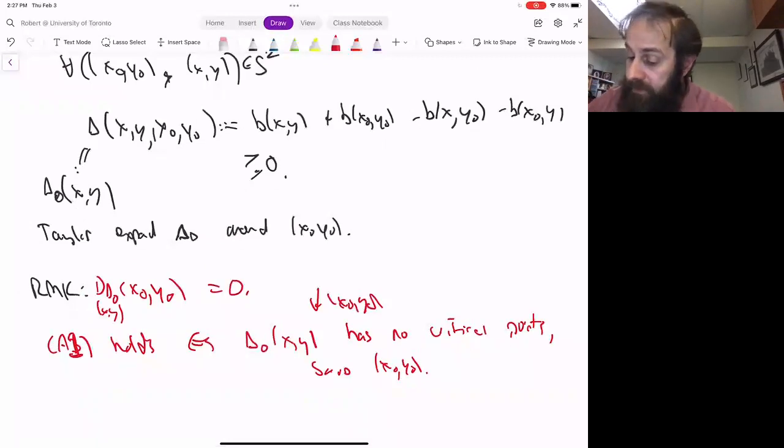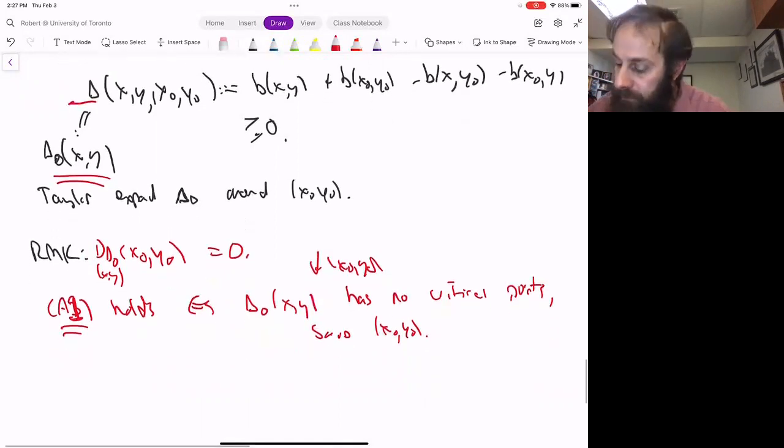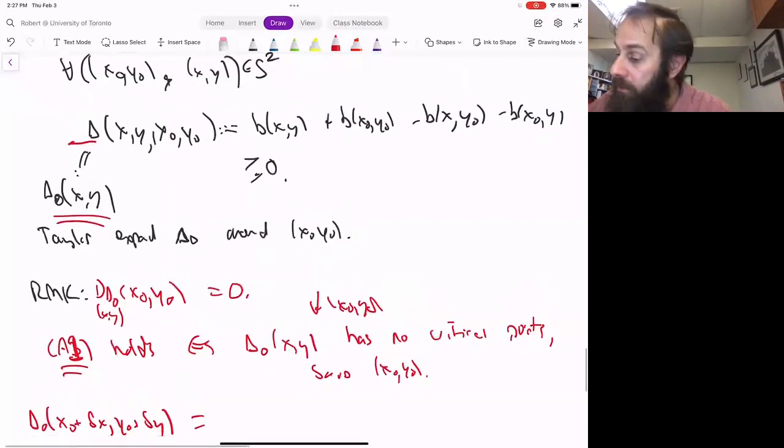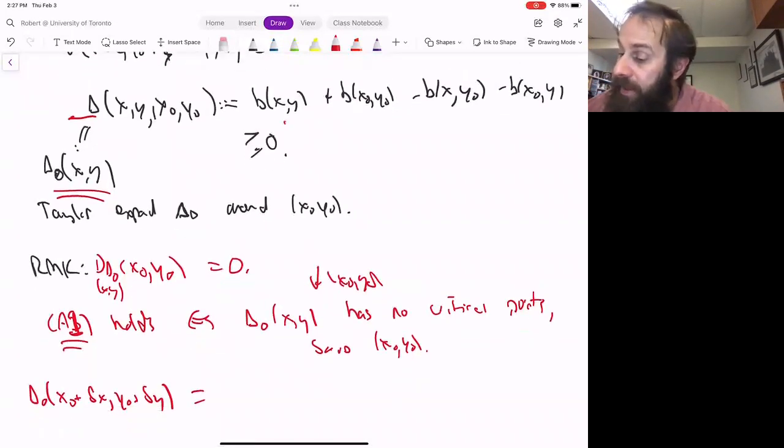Okay, so that's a nice remark. That explains condition A1 a little bit. But now let me Taylor expand delta naught around x naught, y naught. So delta naught of x naught plus delta x, y naught plus delta y. Well, of course, if I plug x naught, y naught in for x naught, y naught, I get 0.